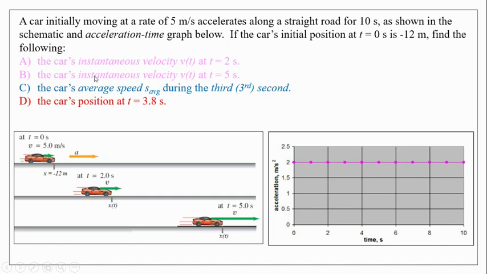Part B asks us also to find the instantaneous velocity. C, average speed, and then D, the car's position at 3.8 seconds. All right, so let's do it.